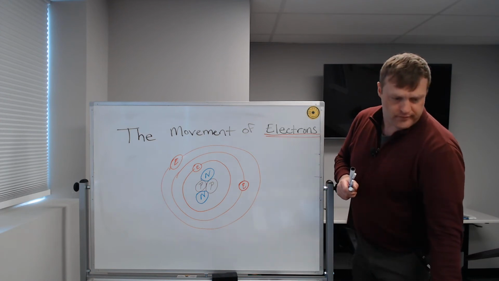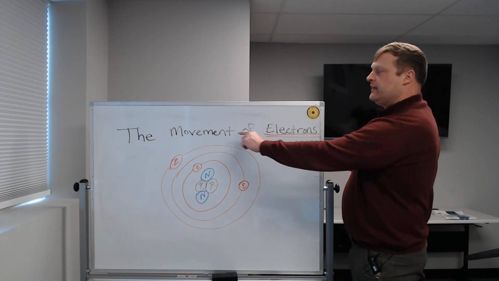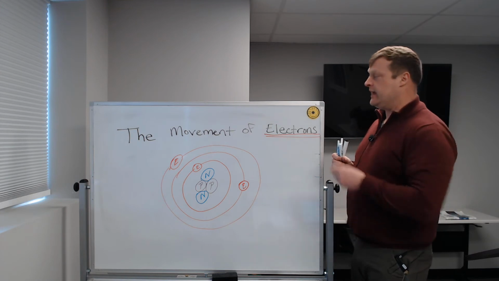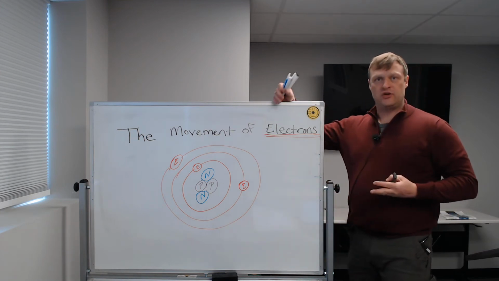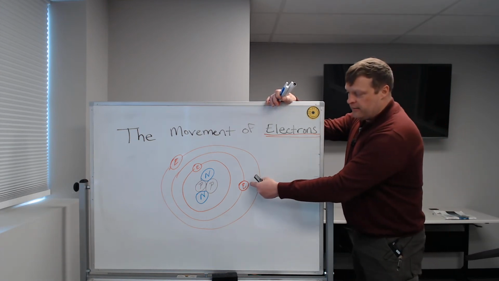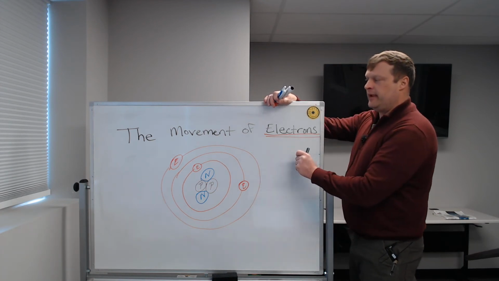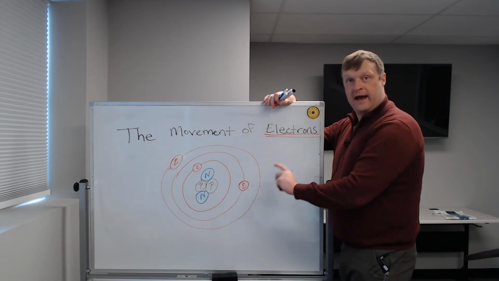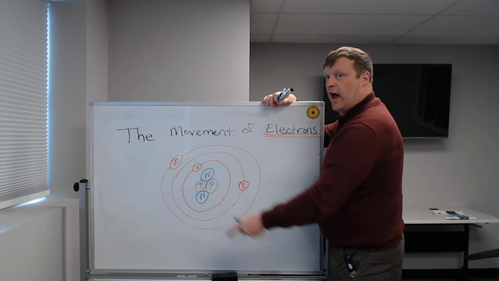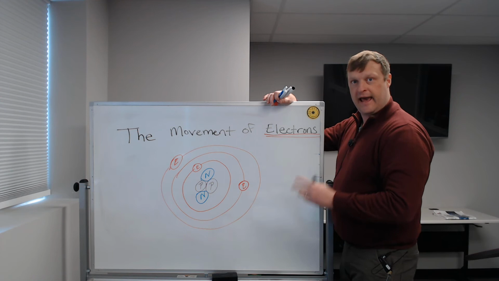And so when we say that electricity is the movement of electrons, what we're talking about is when an electron can be removed from one atom and flung onto another atom, so to speak.